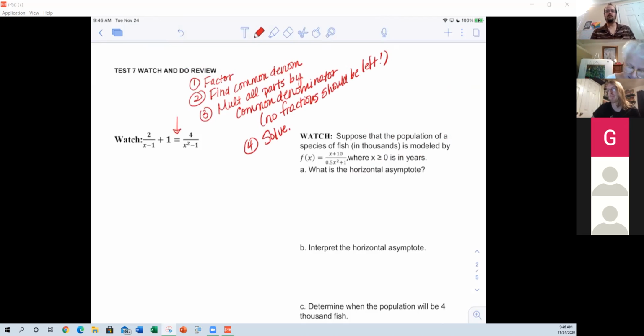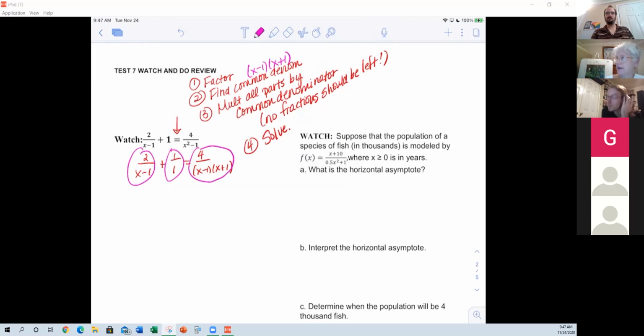So this turns out to be 2 over x minus 1, and 1 is just the same thing as 1 over 1, equals 4 over x minus 1 times x plus 1. So just like before, we find the common denominator. In this case, the common denominator is x minus 1, x plus 1. So I'm going to multiply every single piece by that common denominator.